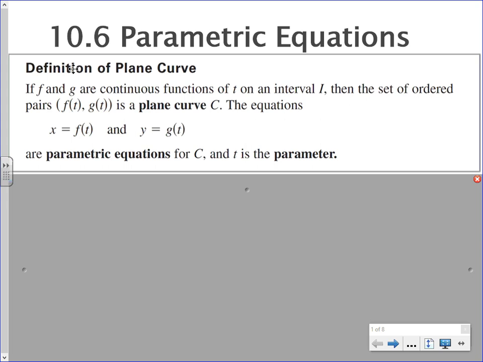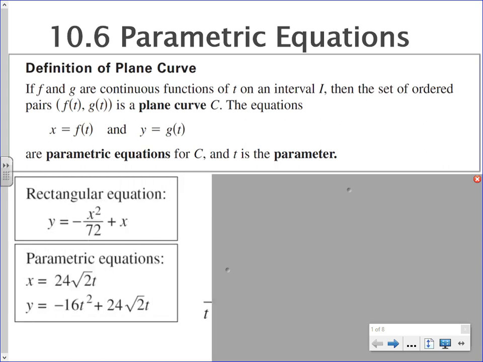Now there's going to be a lot of different ways we can write parametric equations as far as describing a particular graph. But here's just an example so you can see kind of what it looks like. A rectangular equation, y equals negative x squared over 72 plus x. Okay, what would that give us? What kind of graph? A parabola. How do you know that? There's an x squared.